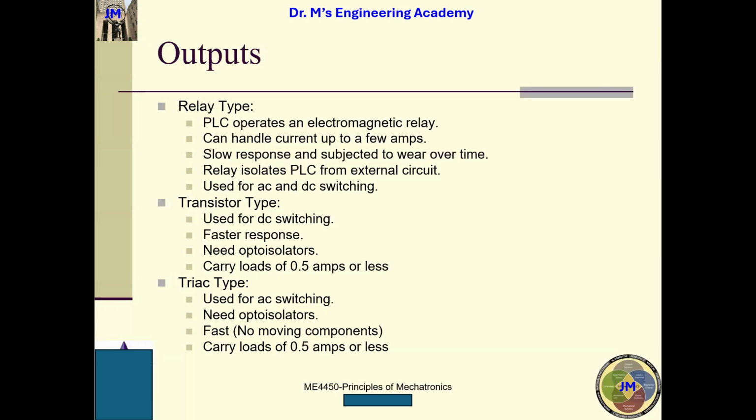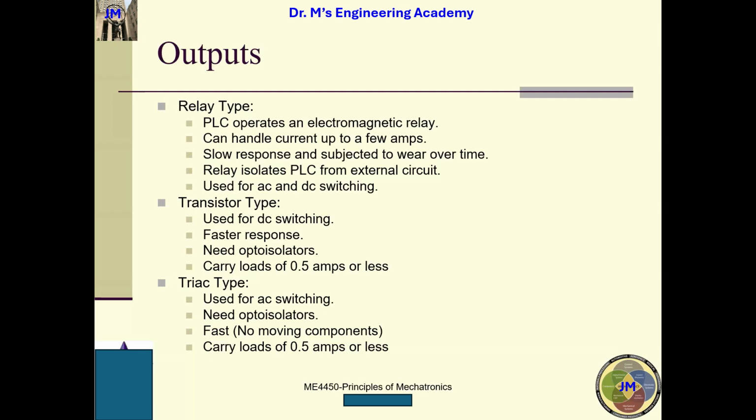Okay, so with a relay, we have these physical contacts. When the system is energized, the contacts come together. When the system is de-energized, they separate. And after many years, they will wear out. That's a very obvious weakness. A relay isolates the PLC from the external circuit. Also, a relay can be used to protect the PLC and used for AC and DC switching. The control relay can be used for AC and DC switches.